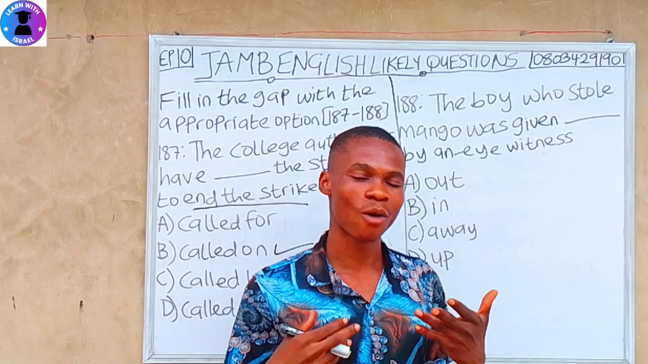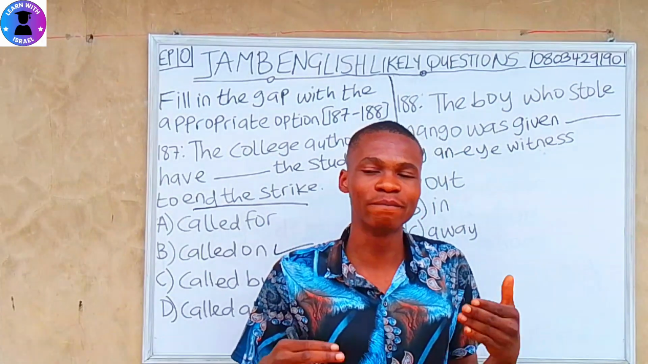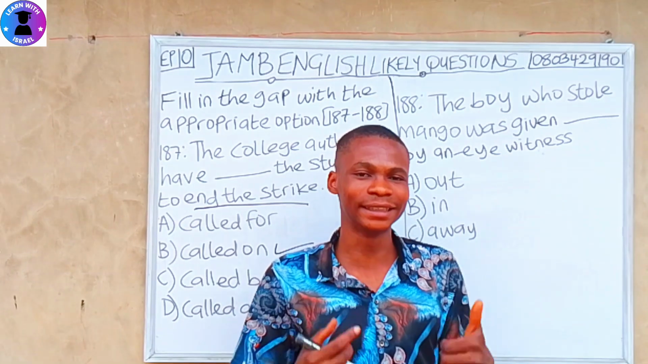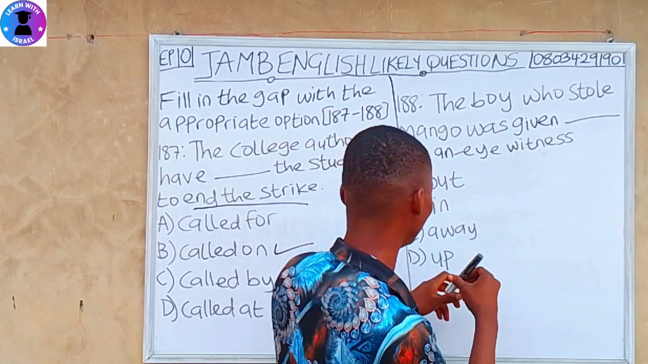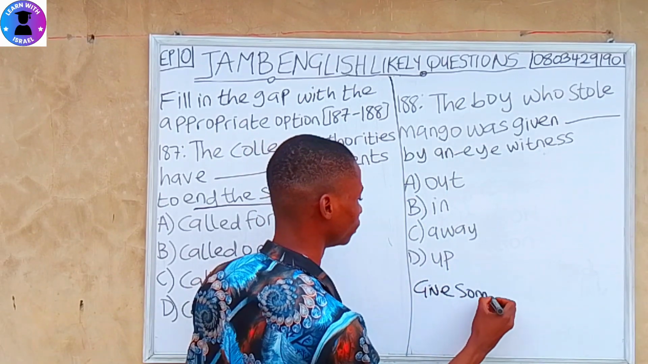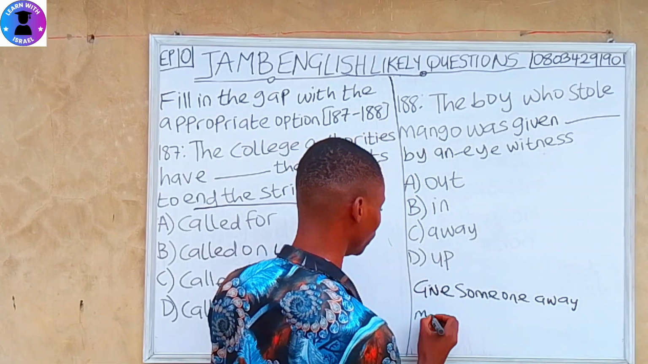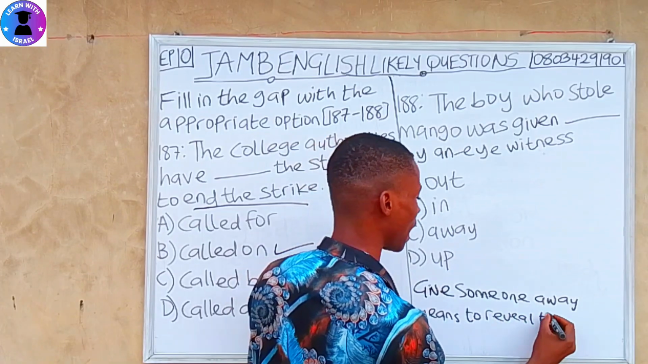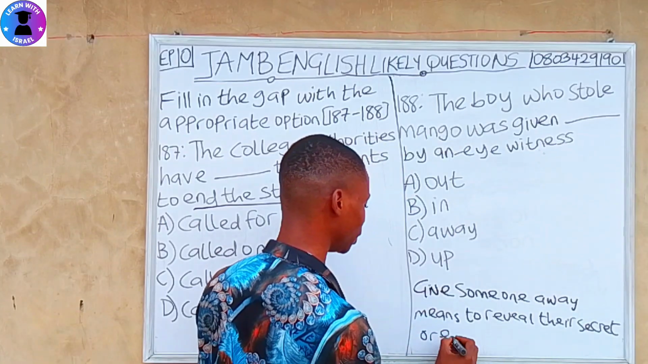Why is given away the appropriate answer? To give someone away means to reveal their intention or their secret deeds. So that's why give away. Give someone away means to reveal their secret or evil intentions.